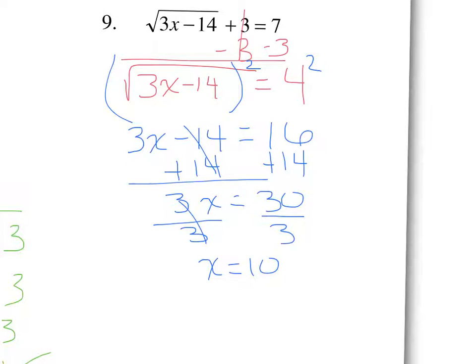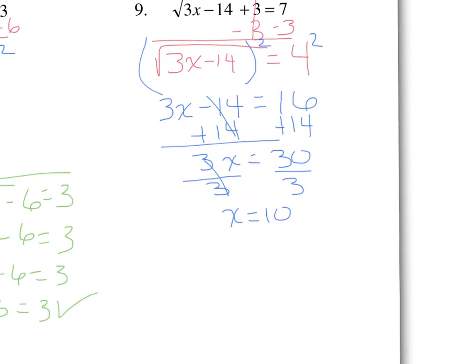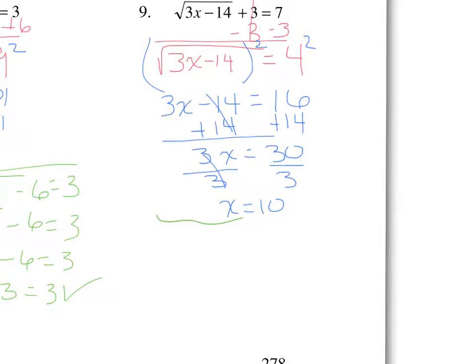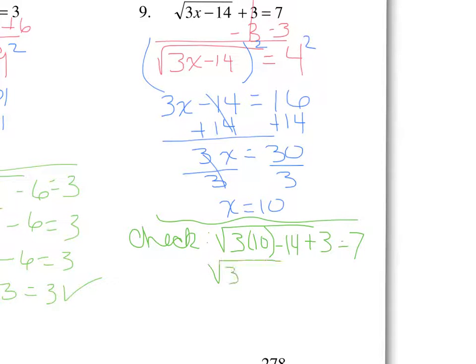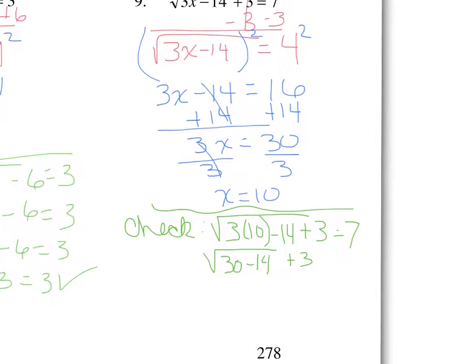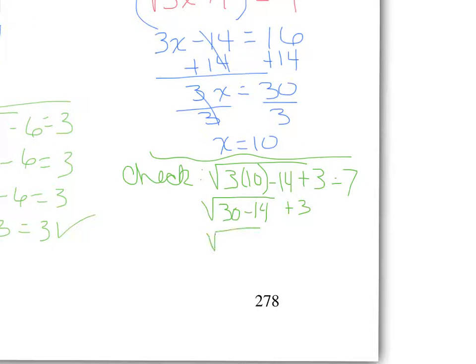Now we need to check. So we're going to scroll up a little bit here so we can check. x equals 10, so we're going to substitute 10 for x into the original equation. 3 times 10 is 30. 30 minus 14 is 16. So we have the square root of 16 plus 3. The square root of 16 is 4. 4 plus 3 does equal 7. So that checks out.